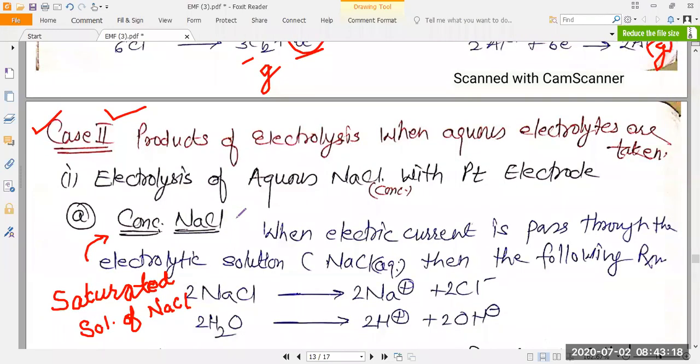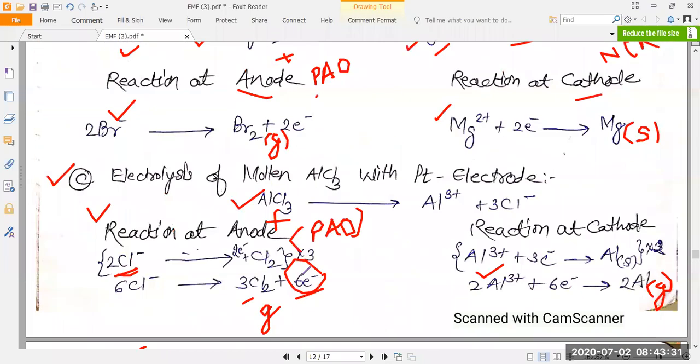The second type is dilute electrolytic solutions. First we take a concentrated NaCl solution, and how concentrated is it? It is the saturated solution of NaCl. Now the situations will change.